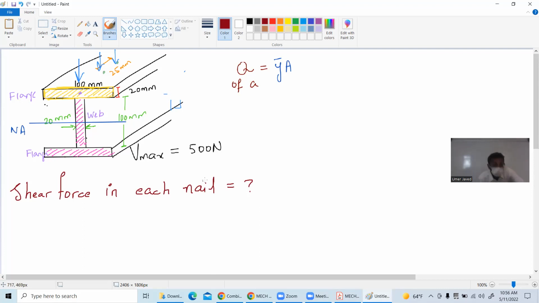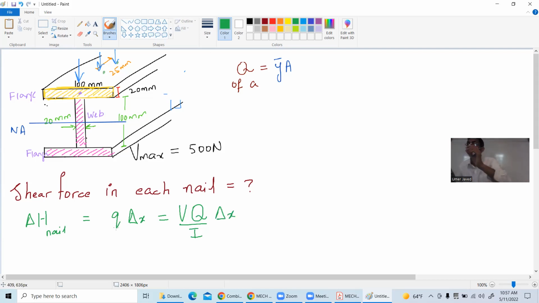Okay. Now, number one thing that you have to do is write the two formulas that I went over. For the two formulas, delta H is equal to q delta X, and q delta X was VQ over I delta X. Okay. So the small q is known as the shear flow.